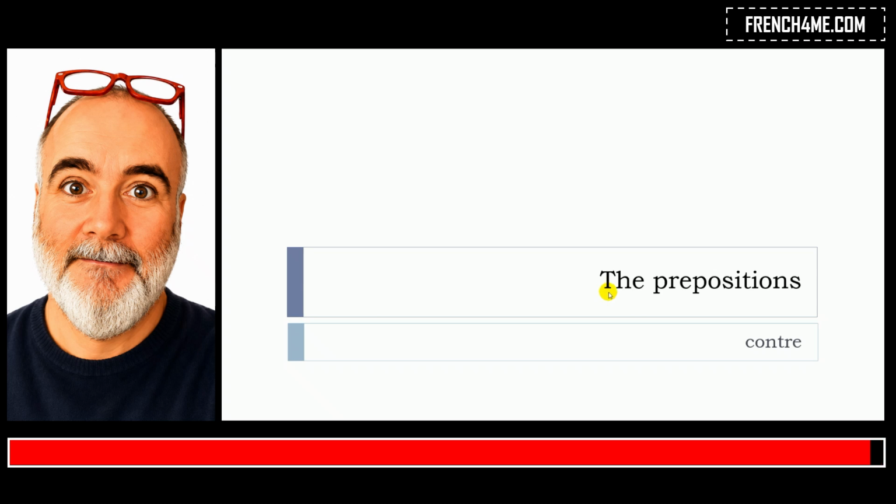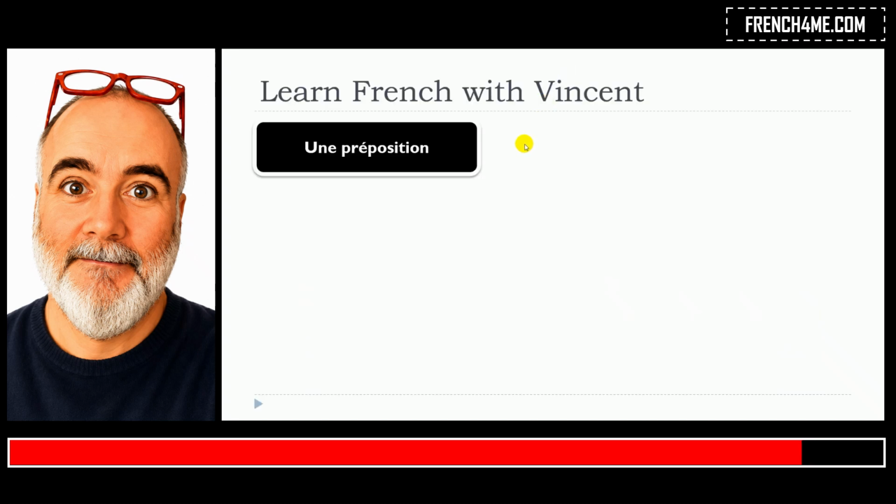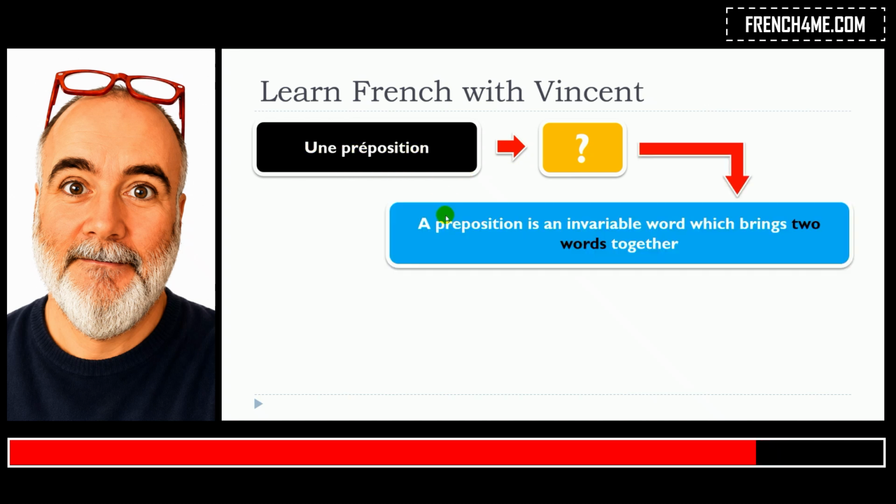In this lesson, we will see together the prepositions, but we'll see more precisely contre. So, of course, the first thing that we need to see together is what is une préposition? Well, a preposition is an invariable word which brings two words together.